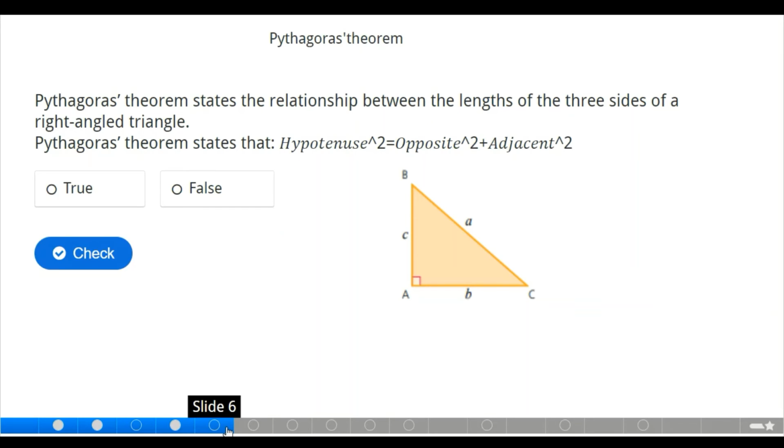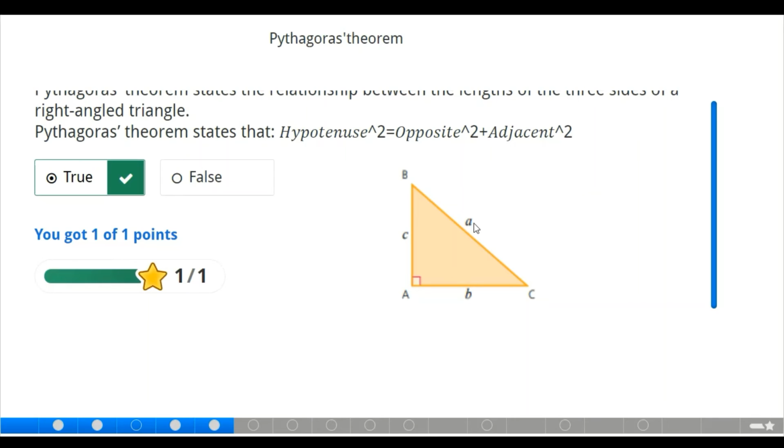So we say that Pythagoras theorem says the relationship between the lengths of the three sides of a right angle triangle. And we now say that Pythagoras theorem is stated as what? It has to be hypotenuse square equals opposite square plus adjacent square, and that is the theorem. If you look at this diagram here, the hypotenuse is 8 centimeter, the opposite is 6 centimeter, while the adjacent is b centimeter. So you want to write it, you say a square equals c square plus b square.